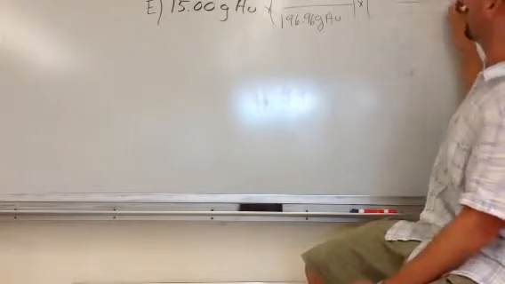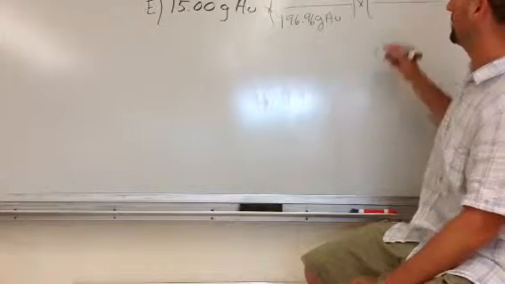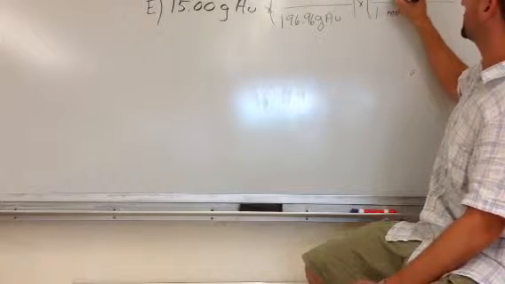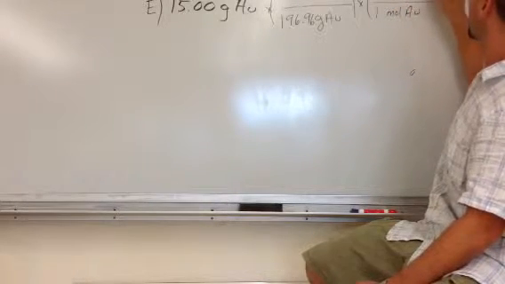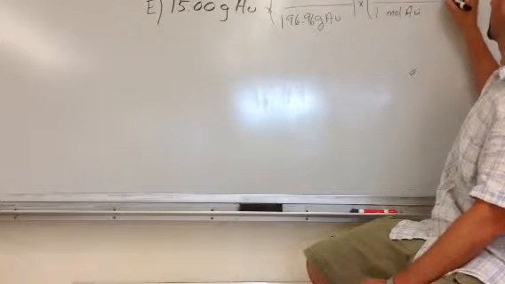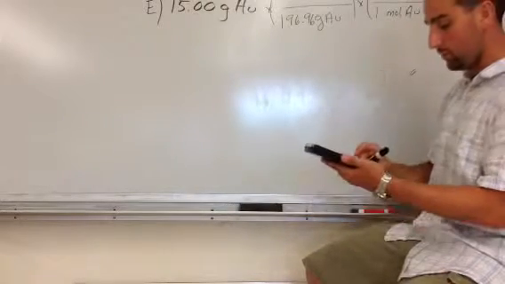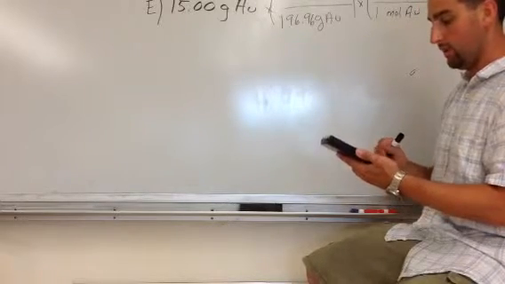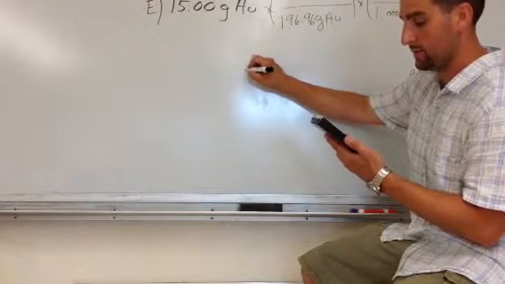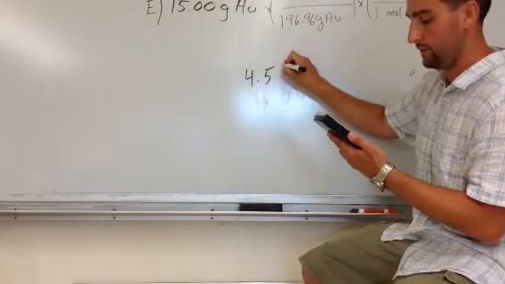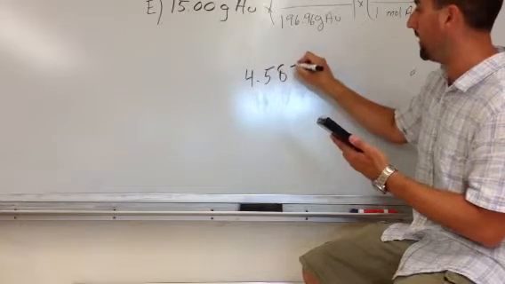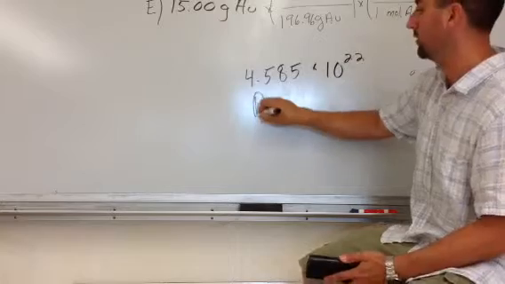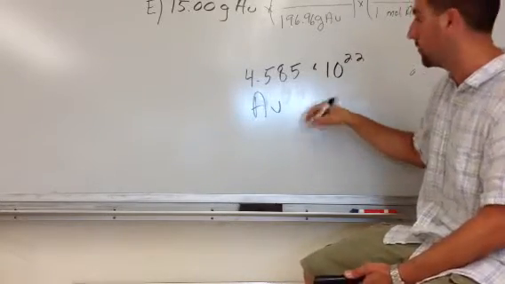And to get this to atoms, right, I'm going to take 1 mole of gold has Avogadro's number of gold atoms. So essentially I'm taking my answer and I'm multiplying it by Avogadro's number. And my final answer to 4 sig figs is 4.585 times 10 to the 22nd gold atoms. Aurum, from Latin, right, gold atoms.